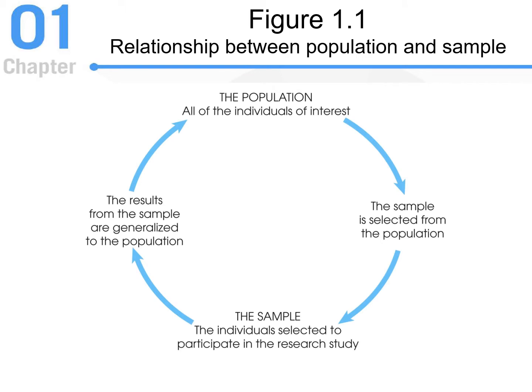So here's basically a slide summarizing what I just said. The population is everyone we're interested in. The sample is a subset of the population, a small portion of the population. So I select the sample, and there's a variety of ways to get the sample. There's better ways to get the sample, and there's worse ways to get a sample. We'll talk about that.